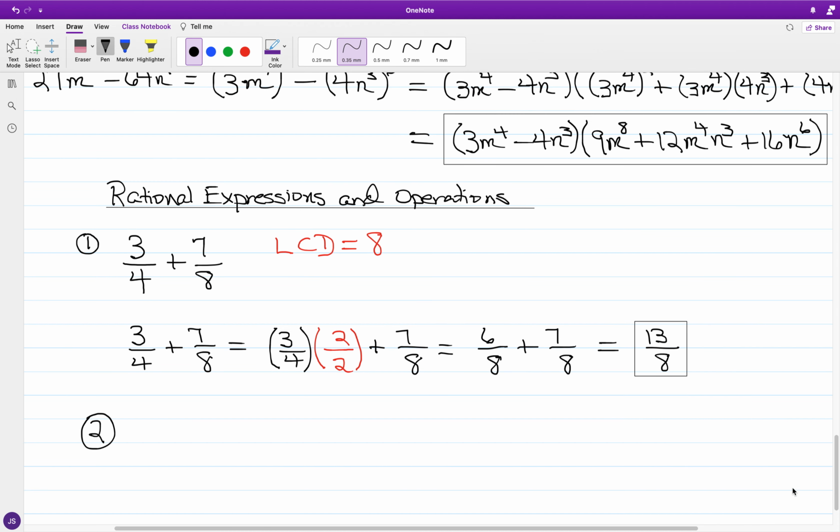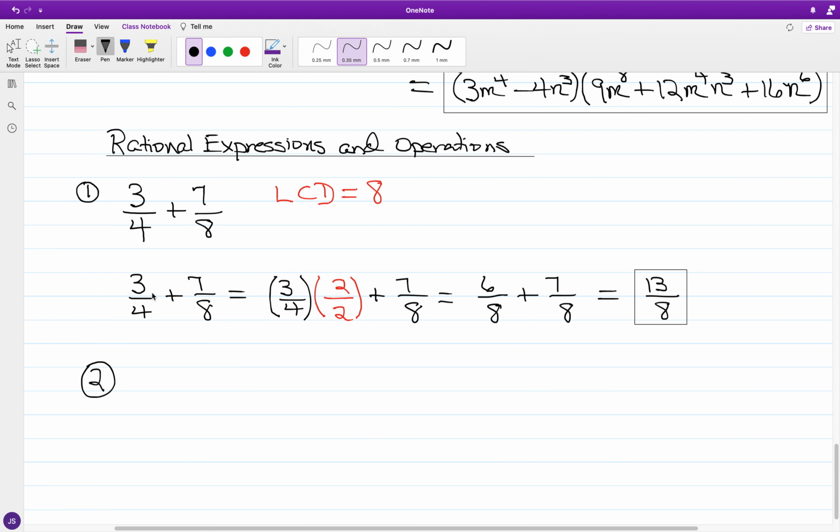In fact, as the next case, let's say you have letters involved. And let's say we have something like 5/2x squared y.